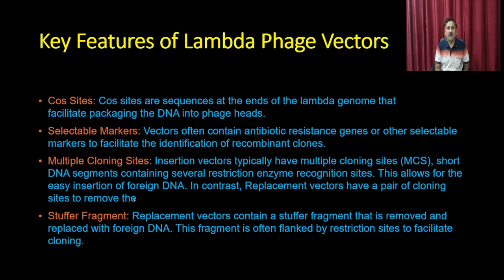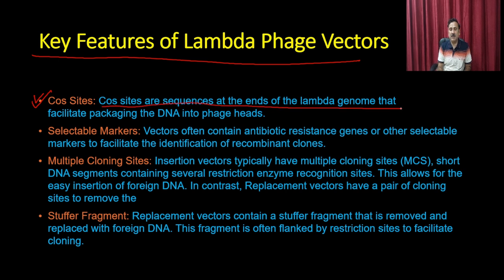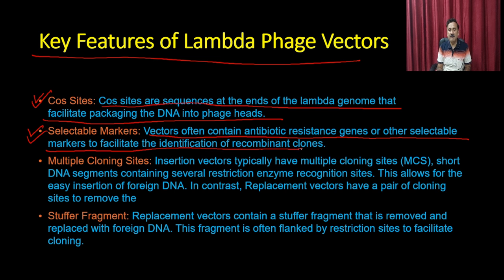Now, what are the key features of lambda phage vectors, right? So, you have the cos sites. Cos sites are sequences at the end of the lambda genome that facilitate the packaging of the DNA into the phage heads. Then we have a selection marker. Vectors often contain an antibiotic resistance gene or other selectable marker to facilitate the identification of recombinant clones. Then we have the multiple cloning sites. Insertion vectors typically have the MCS, multiple cloning site, a short DNA fragment containing several restriction enzyme recognition sites. This allows for the easy insertion of the foreign DNA.